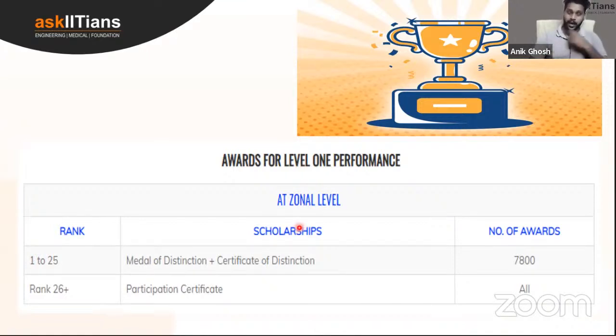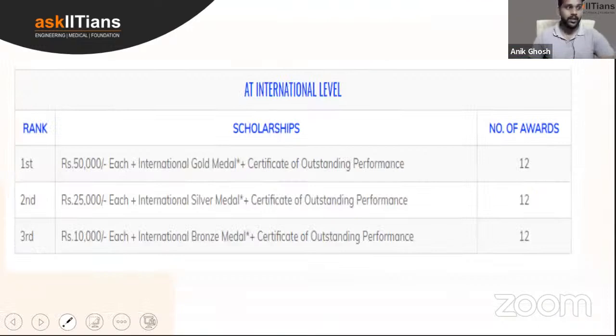So as you can see over here, you would be getting a medal of distinction for the rank 1 to 25 and a certificate of distinction. And everyone is going to get the certificate anyway. So it would be for all of you. Now, at the international level, the same, you can see it over here, 50,000 rupees cash. And apart from that, you are going to get the medal and the certificate of distinction, outstanding performance over there. Similarly for second, for whoever comes second, it will be 25,000 and the same things over there. Apart from that, those ending up in the third position will be getting 10,000 rupees each, an international bronze medal and the certificate of outstanding performance.